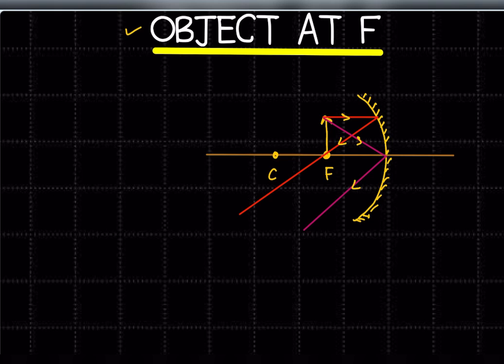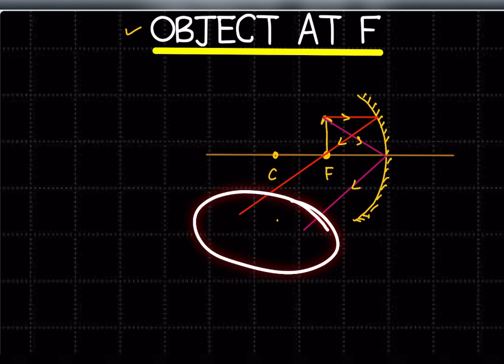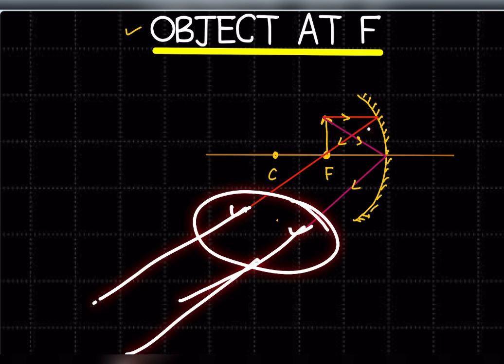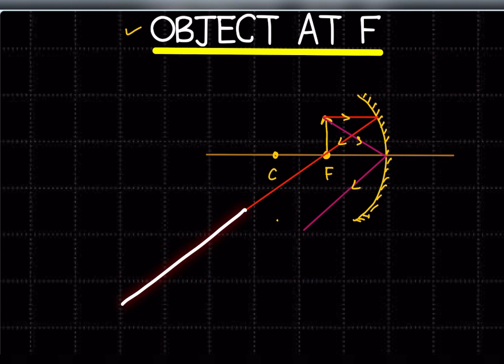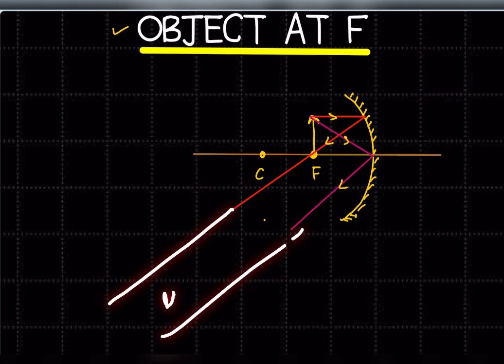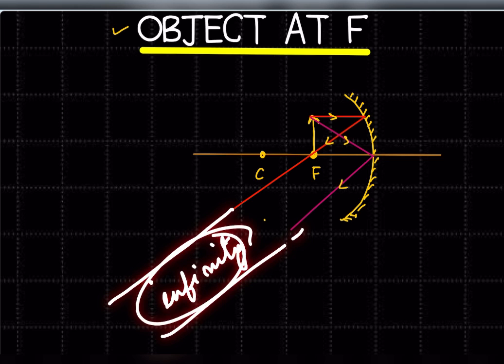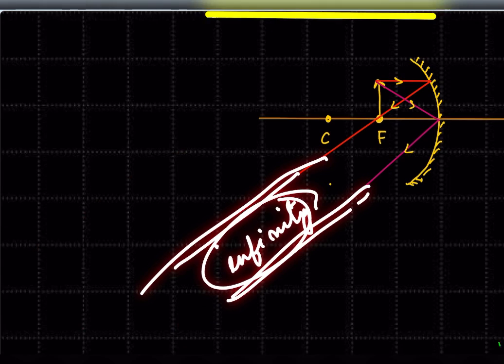Got my point? Now, where will my image form? The image will be formed from these two lines, right? Can you see these two lines? Will these two lines meet, this one and this one? They will never meet. They will go parallel like this. This side also they will go parallel. So they will never meet each other. So where will my image form? The image will be formed at infinity. Infinity is the place where these two lines will go and meet. Are you getting my point?